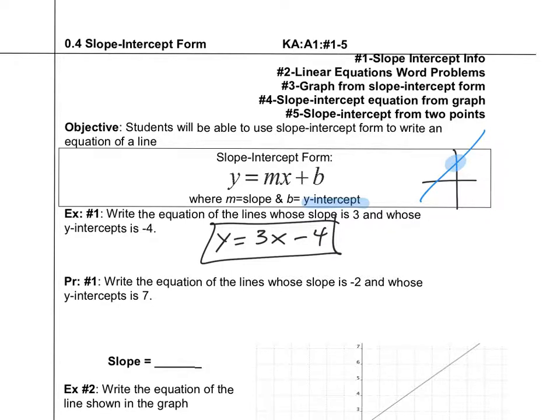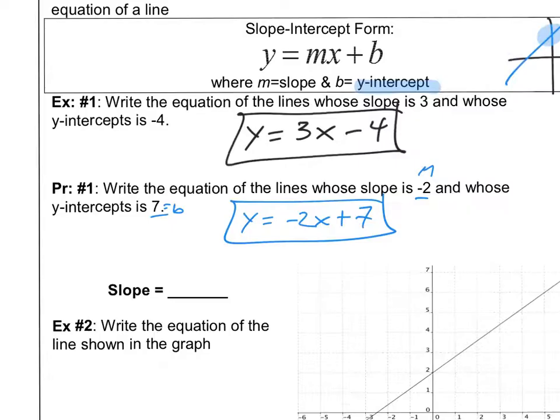All right, so practice number 1, write the equation of the line whose slope is -2 and whose y-intercept is 7. Go ahead and give that a try. Pause the video and then check back when you're ready to check your work. All right, so the slope is -2, the b value of the y-intercept is 7, so -2 times x plus 7. That's it.